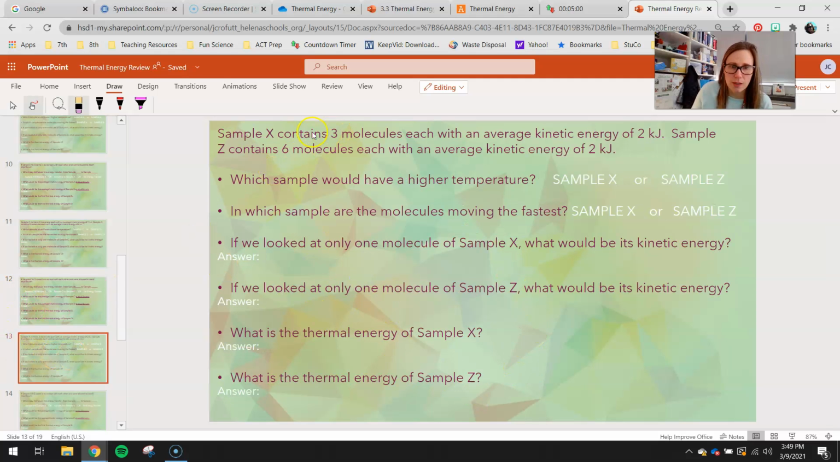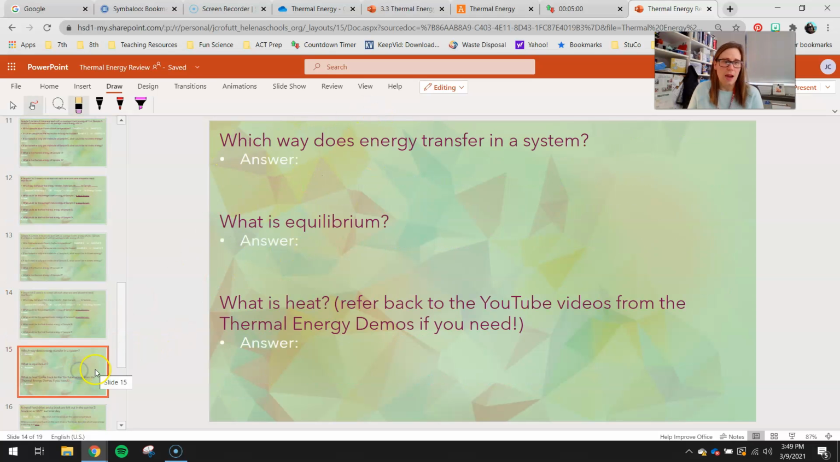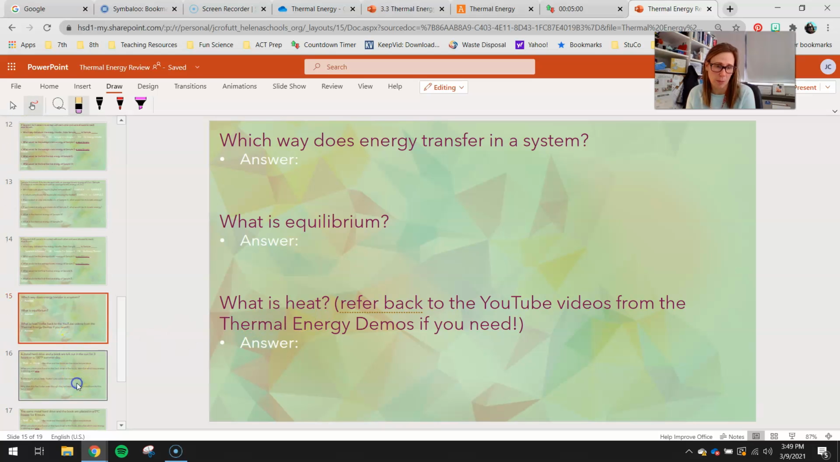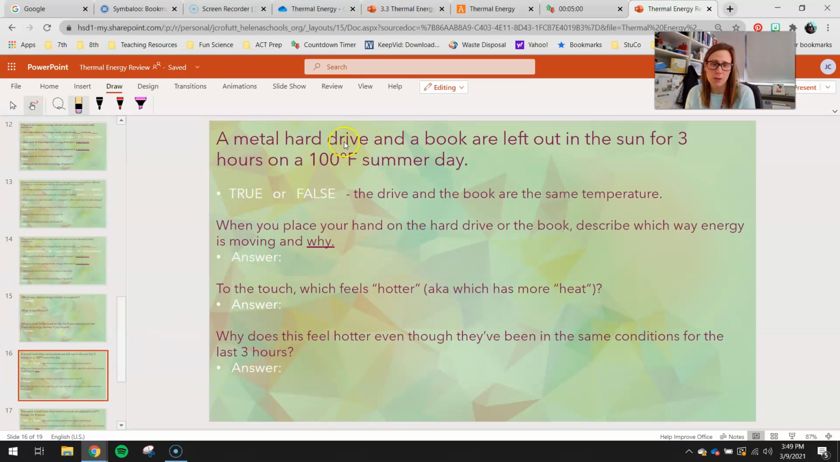Okay, so this one you guys are looking at sample X and Z, and then moving X and Z together. And then moving on, we have which way does energy transfer in a system, what is equilibrium, and what is heat. If you guys need to, refer back to those YouTube videos from the thermal energies demo that we did. There's an actual assignment in your guys' team's assignment. If you need those videos, you can look them up. Okay, same, you guys can use your videos to help you answer the next 2 questions.